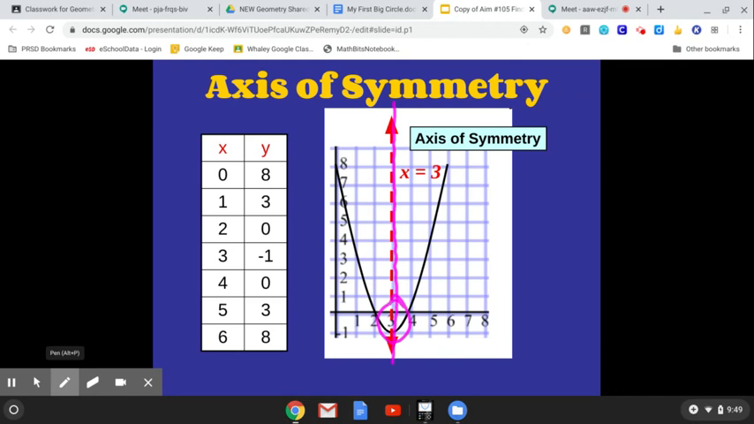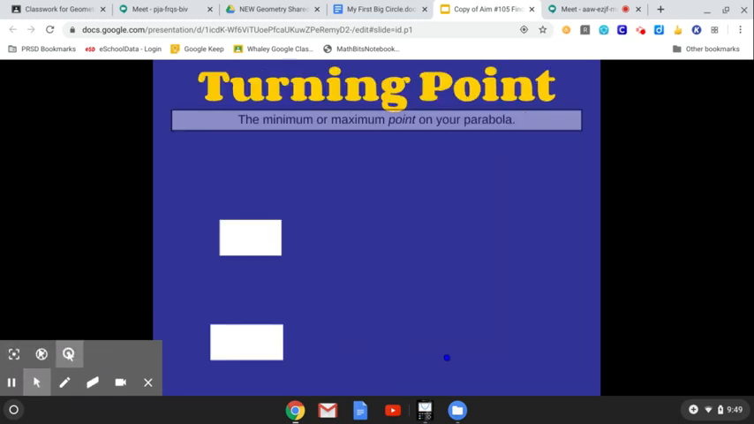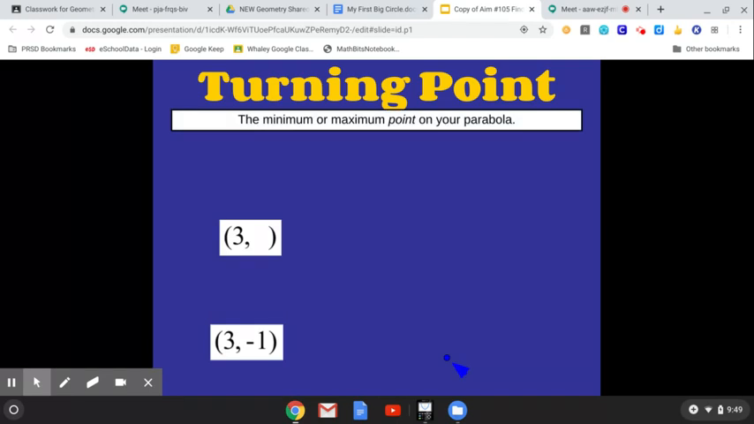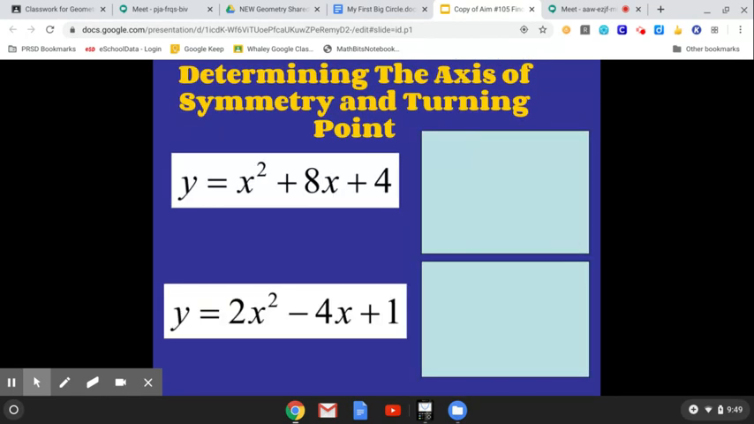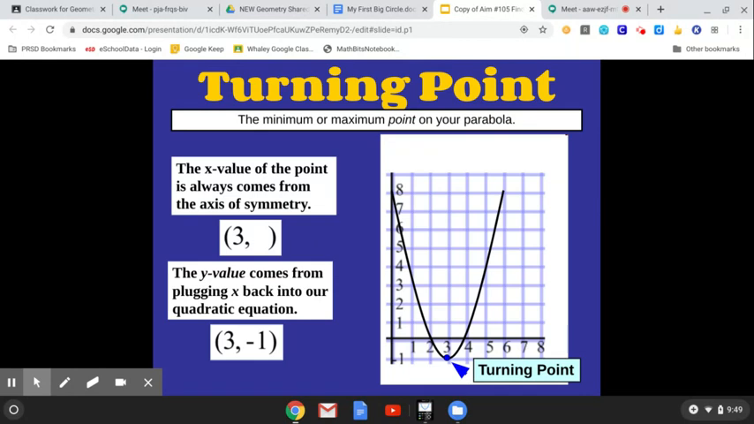Now, I also see that it looks like in this case, the turning point is 3, negative 1. So believe it or not, since we knew the axis of symmetry was 3, we could get that turning point as well. And actually, why don't I walk you through doing that real quick? If I know that the axis of symmetry is 3, I can just take that axis of symmetry and substitute it right back into the equation that we had. Okay, that equation was, hold on, let me just get my pen here.